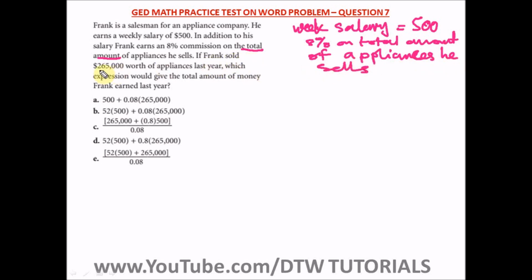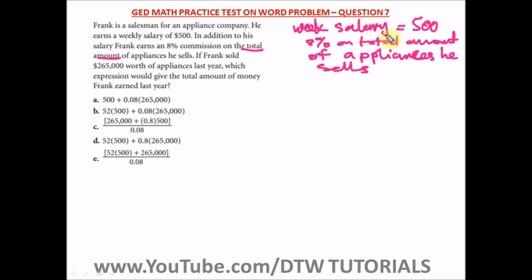If Frank sold $265,000 worth of appliances last year, which expression would give the total amount of money Frank earned last year? So if Frank sold this amount, $265,000 worth of appliances last year, which expression would give the total amount of money he earned last year?